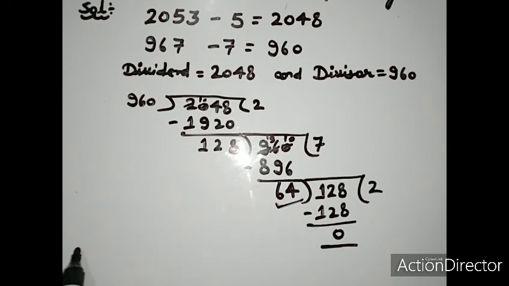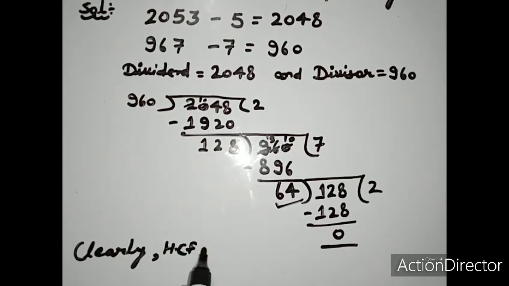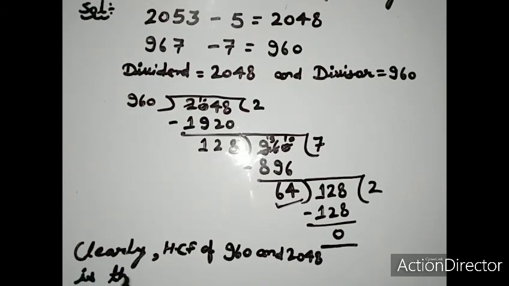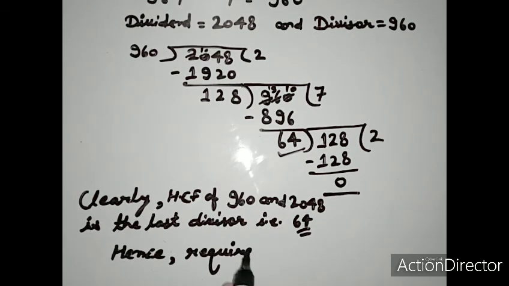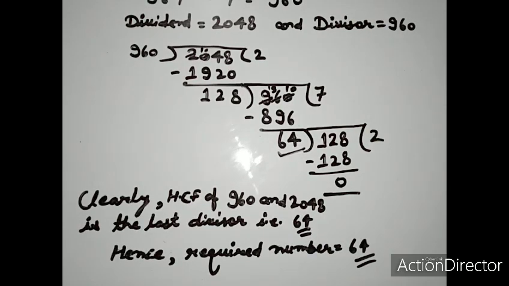So now you all know that the last divisor is the HCF of the given number. So here we write clearly HCF of 960 and 2048 is the last divisor, that is 64. So here we write hence required number equal to 64. So by using this method you find the required number.